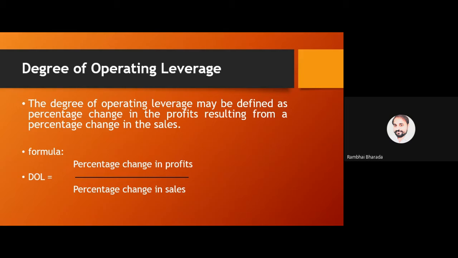Last formula is to calculate not only the operating leverage, but now the degree of operating leverage. Write down the formula and I will explain the concept. Your degree of operating leverage means change in sales and change in profit. DOL is equal to percentage change in profit divided by percentage change in sales.